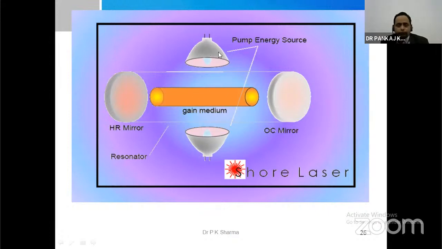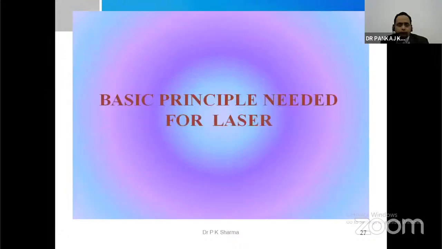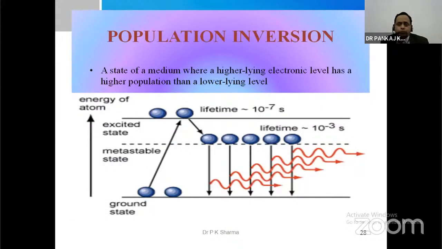So this is the heating process, known as the pump energy source, in the gain medium for the required transition level. So a gain medium is required, a pumping energy source is required, and an optical resonator is required to fulfill the laser condition. Now, the basic principle needed for the laser is population inversion.